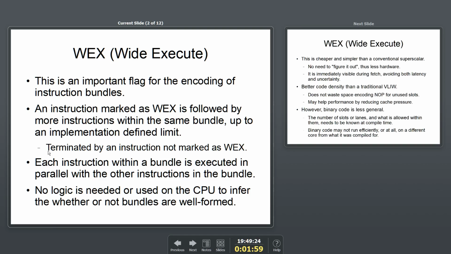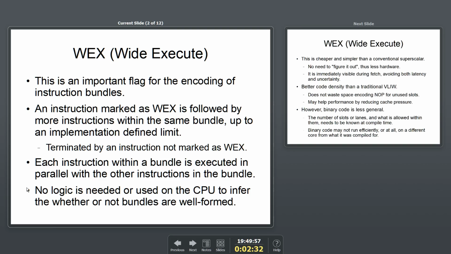So yeah, a bundle is terminated by an instruction that's not marked as WEX. That would mean any normal scalar instruction will implicitly terminate an instruction bundle. Each instruction within a bundle is executed in parallel with any other instructions in the bundle. It's basically the main way it's defined.